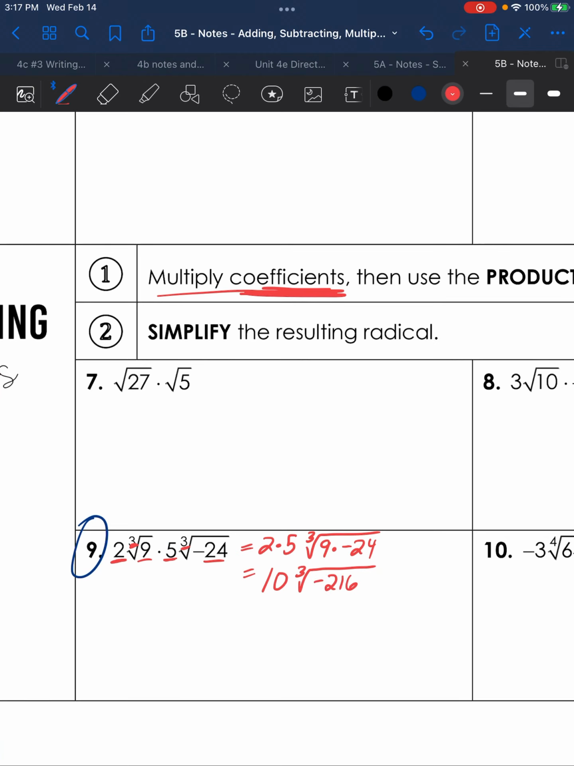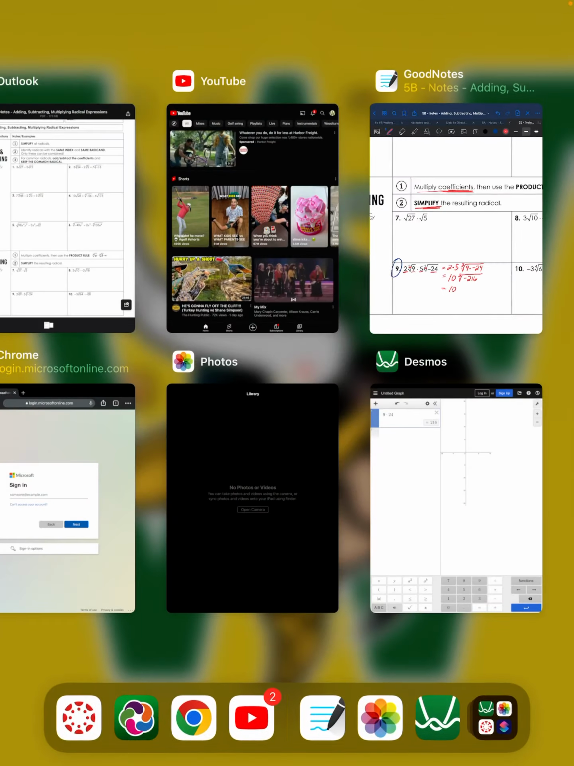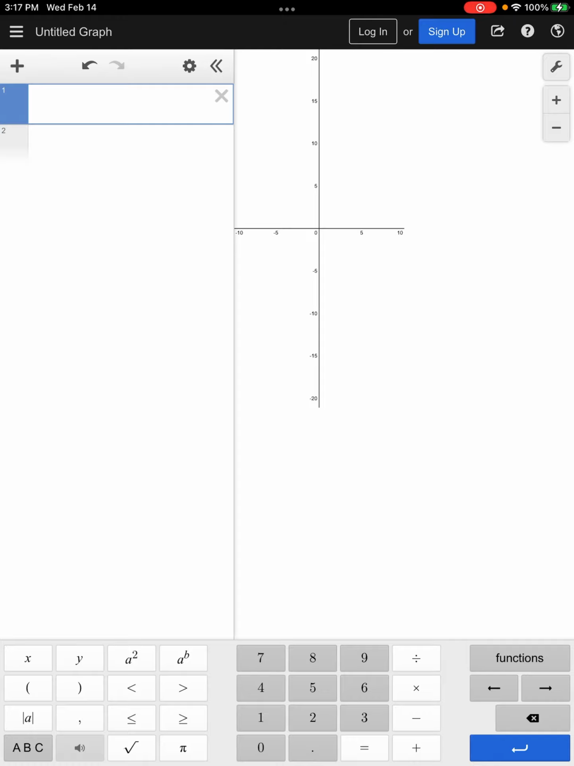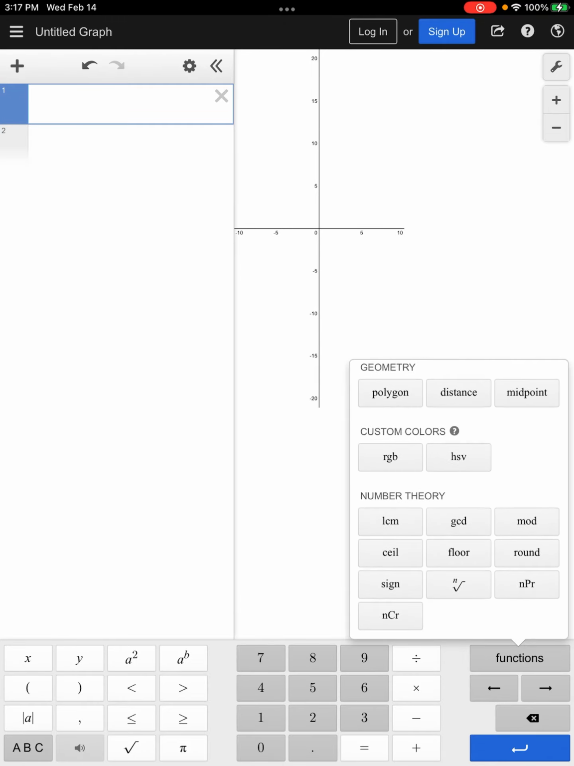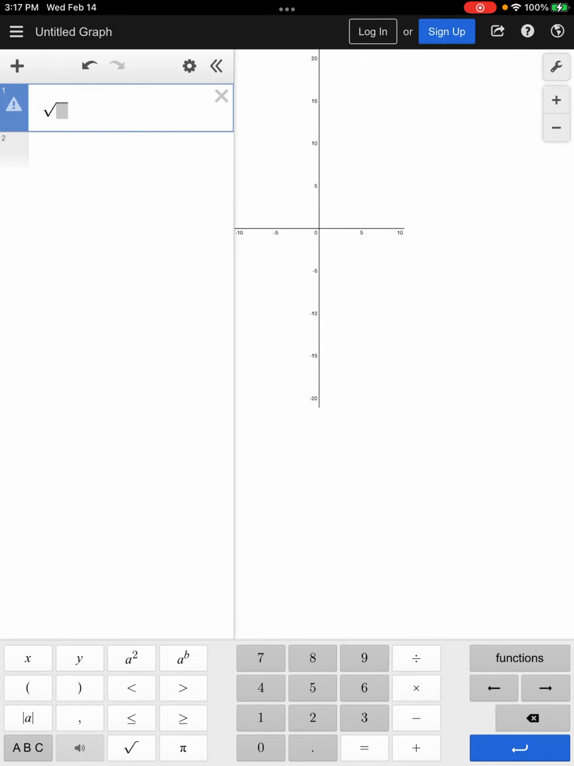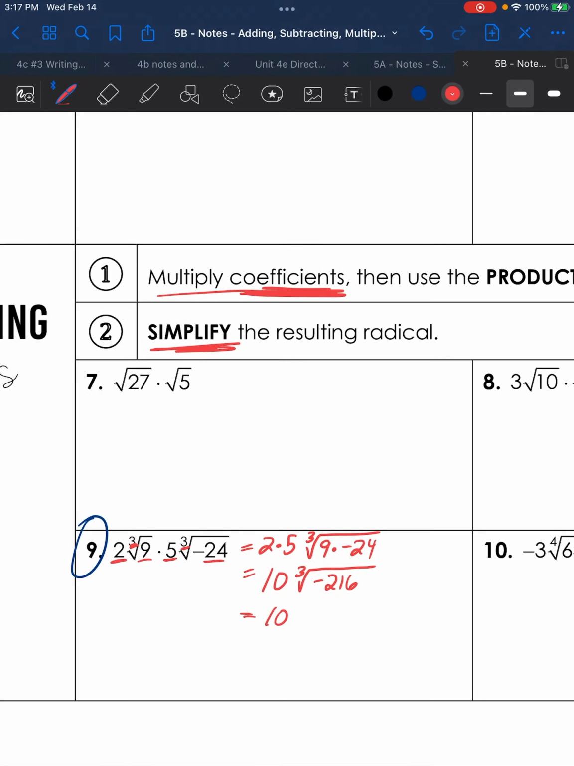And now after we multiply, using our product rule and multiplying coefficients, we simplify the resulting radical. So I look at cube root of negative 216. That is a perfect cube. That is 6. All right, let's check that out just to make sure. Cube root is under the functions key. Go all the way down to the bottom, and there's a little nth root key. And you type a 3 in, now that's a cube root. You could type a 4 in, then it'd be a fourth root. Negative 216, and it is negative 6. Cool. So it's times negative 6.